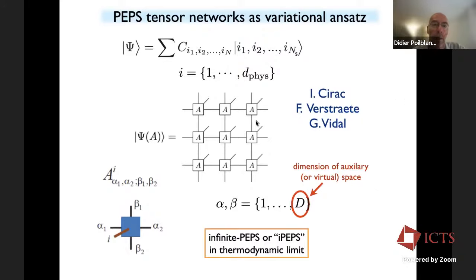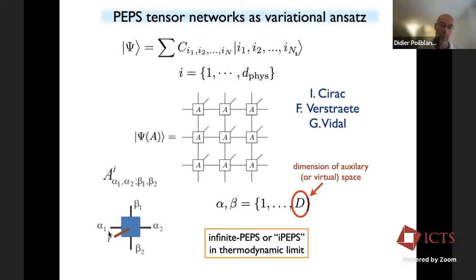This is basically the PEPS tensor network, so the infinite iPEPS version of it, which I guess has been discussed already quite extensively by Philippe and Frederic, so I will go very fast on that. The idea is to use a variational ansatz describing an approximation of the ground state as a tensor network. Every site here will contain a tensor, and there will be the same tensor on every site to fulfill translation symmetry. An important parameter here is the dimension of the auxiliary space.